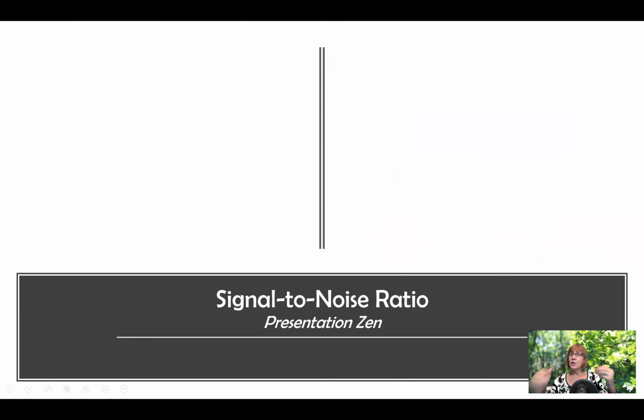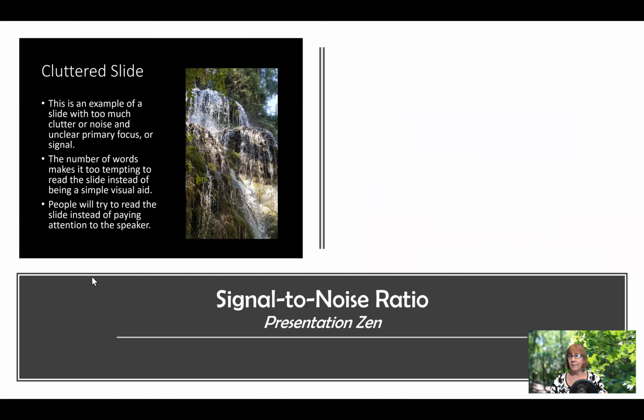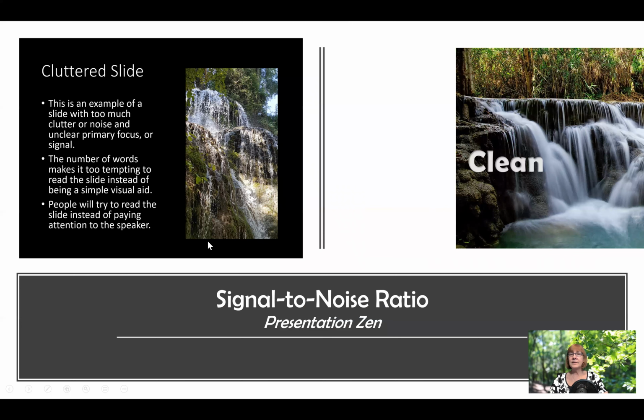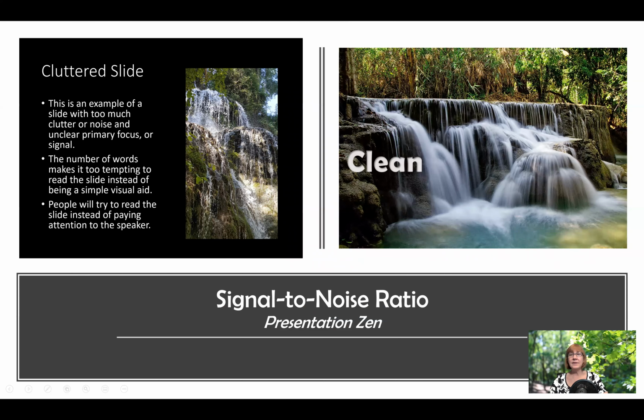Presentation Zen talks about something called signal to noise ratio. You take a look at what we have on the left. This is a cluttered slide. And you can see there's too much text. There are too many bullets. But this is what PowerPoint gives you as their default. They have a picture and they have bullets in a lot of their slides. But this is what Presentation Zen recommends. It's much more of a TED Talk kind of presentation. It's clean and people can focus on the visual.